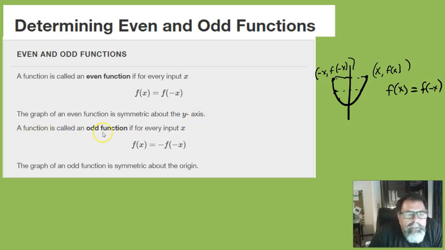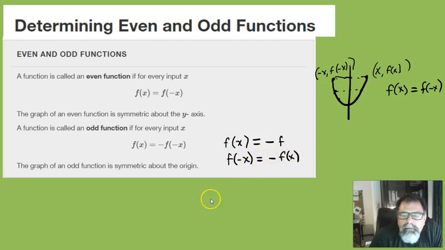Okay? A function is called an odd function if for every input x, f of x is equal to the opposite of f of negative x. Actually, typically when you see this in other books, it's the opposite of, this is the way I like to see it. f of negative x is the opposite of f of x. That's typically the way we do it. Anyway, this probably means the same thing.